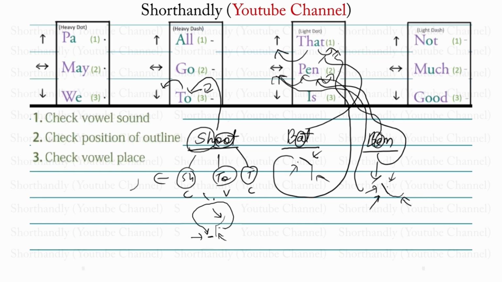Let's take another example, like rich. So let's pronounce it, it goes like rich. So the E vowel is the first vowel, which is similar to this, and the position of the outline is through the line, and we have the vowel on the third place. So now let's make this word rich. It will be made like this.